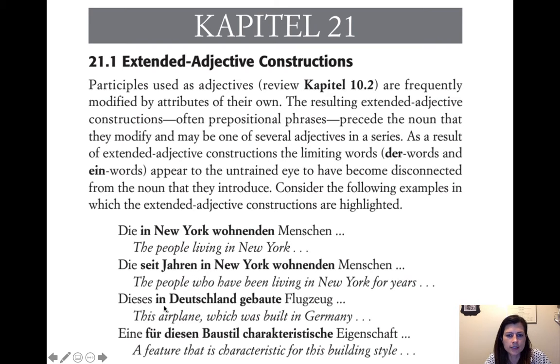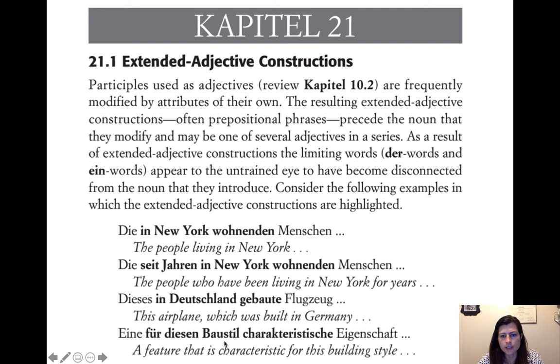And then dieses in Deutschland gebaute Flugzeug, this airplane which was built in Germany. So now, in both of these last two, we have a relative clause in the translation. If it's short enough, like living, we didn't make the people living in New York a relative clause because it's short enough and it doesn't get too clunky. But the more you add, the more you have to put it into a relative clause. So this airplane, which was built in Germany, and the sentence goes on, right? So in Deutschland gebaut is like the whole adjective phrase.